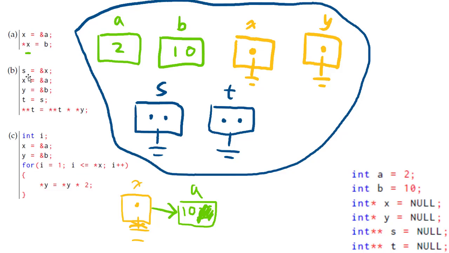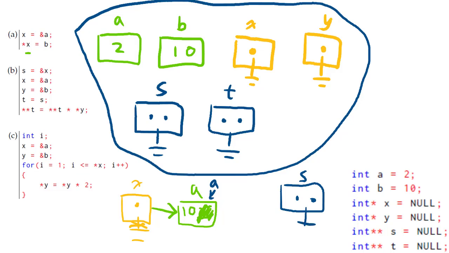Our question B: initially, s is equal to address of x. Our s is a double pointer, and our x is a pointer. So that was question A, and now we are solving question B. Let me erase this B to avoid confusing it with the variable name. Initially, our s is a double pointer, pointing at null.